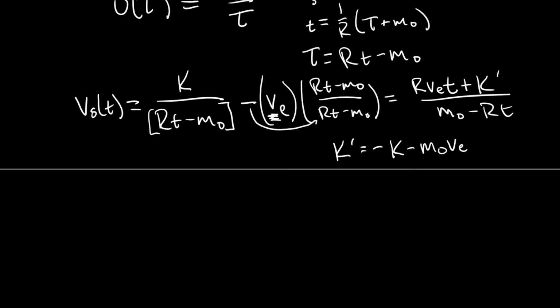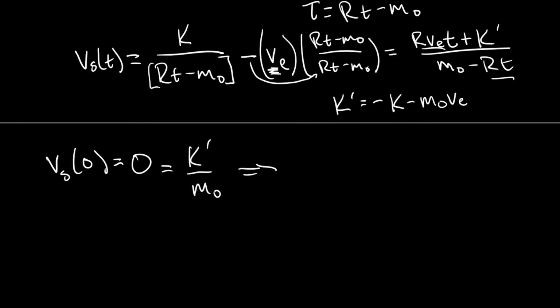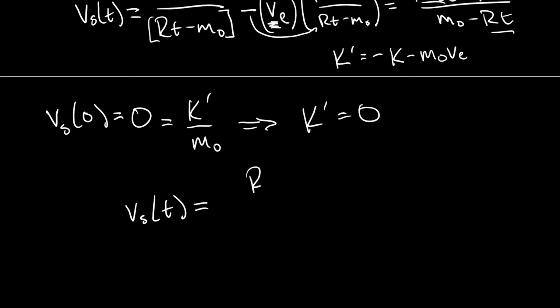So we are so close. All we have to do is determine k, or k prime, in which case we know that at time t equals 0, Vs is 0, and so we just plug 0 in, and here we get 0, here we get 0, so we get k prime over m naught, which tells us that k prime is just 0. So we have our equation for how fast the rocket is going at any given time, which is RVET over m naught minus RT.